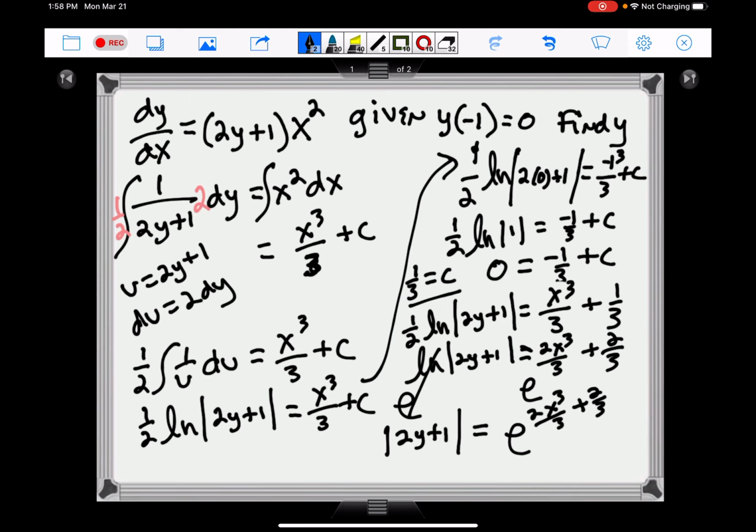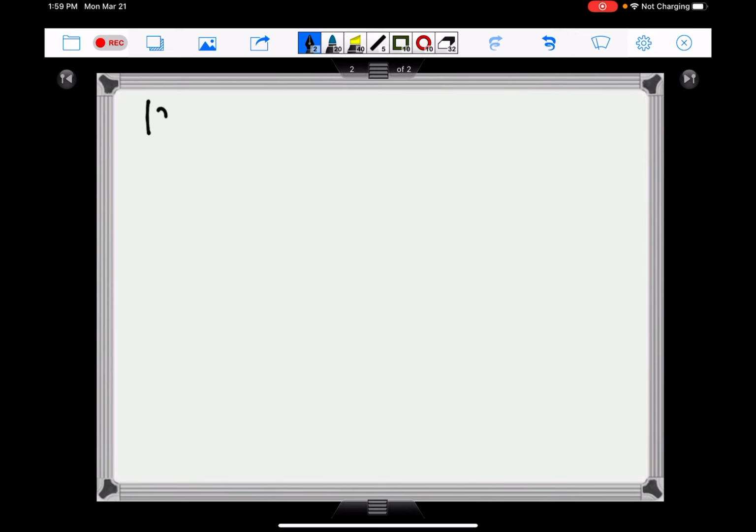Does anyone have any questions so far? Because here's where the algebra is going to get a little more interesting. Now we have to deal with the absolute value. Okay? This time we can't just drop it, because we're looking for a particular solution. Guys, stay with me. Okay, I'm going to recopy what I have here. It's e cubed over 3 plus 2/3, right? Okay.